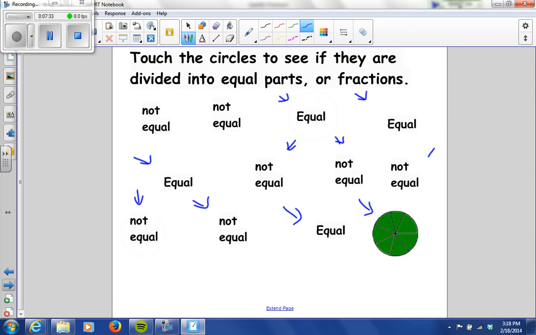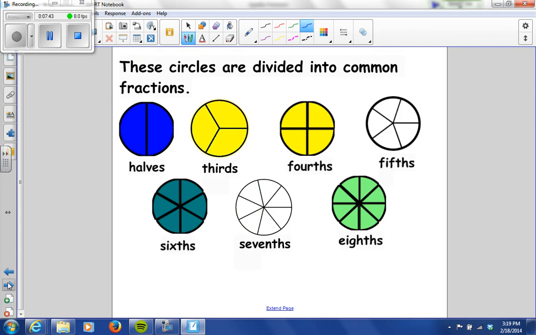Part of that looks like it could be a little bit smaller than the other part. See, you have to have good eyes because sometimes it may look equal to your eyes, but it's really not. All right, so these circles are divided into common fractions.